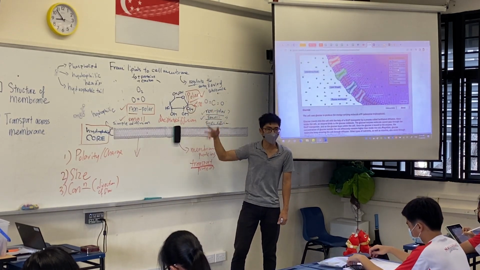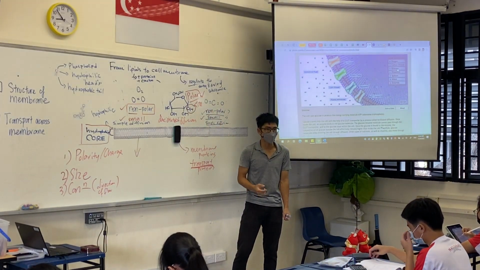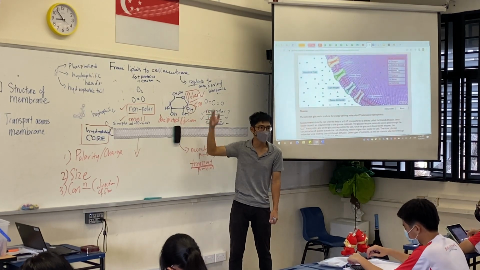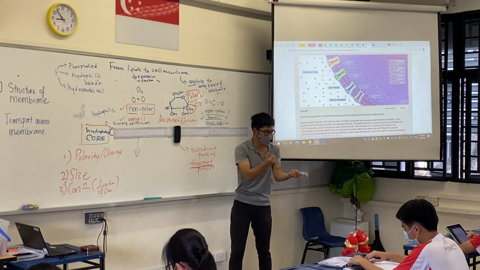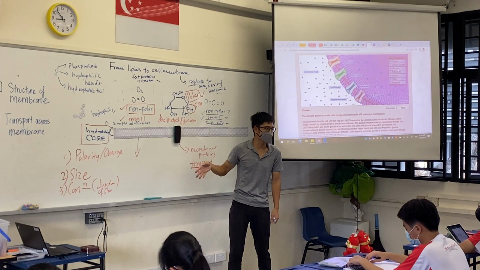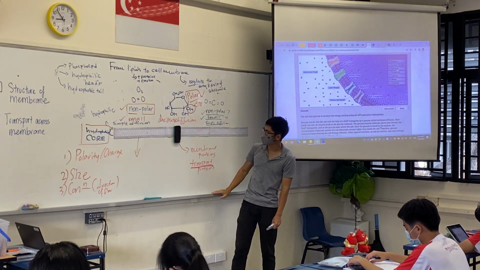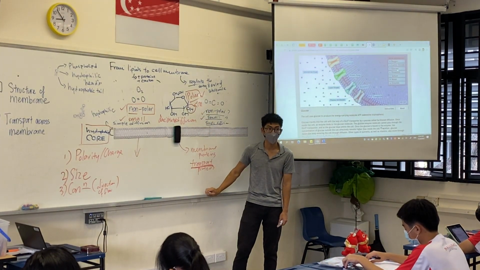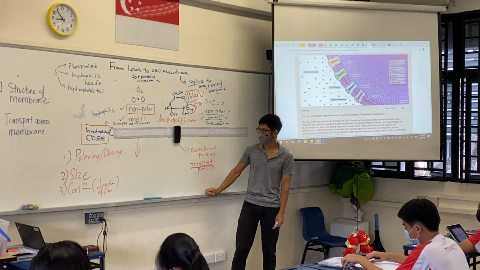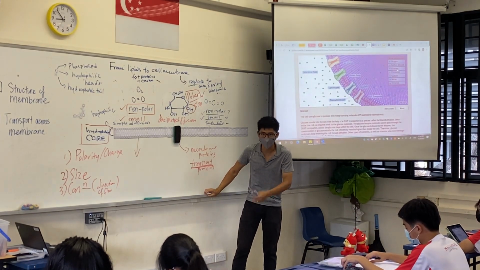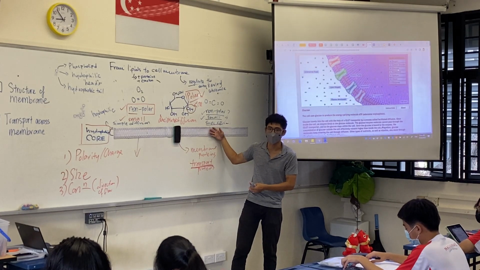Whether glucose goes in or out is still dependent on the concentration on either side. But it needs help. It needs some proteins to be able to pass through in the first place. So we say that it is facilitated diffusion. Facilitated by what? Facilitated by the proteins in the membrane.